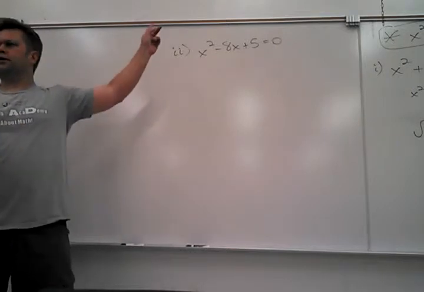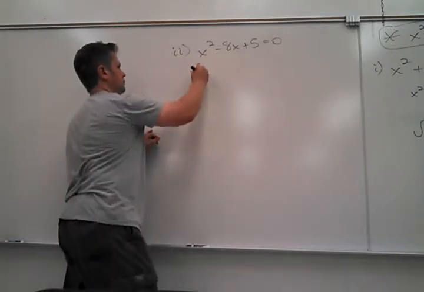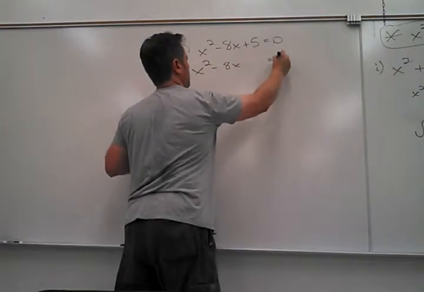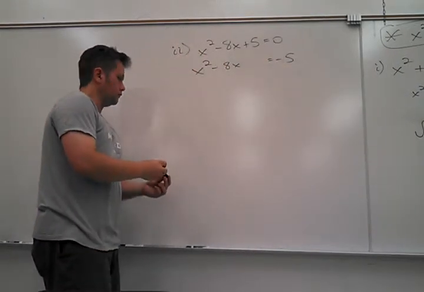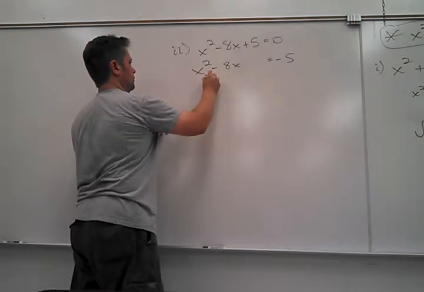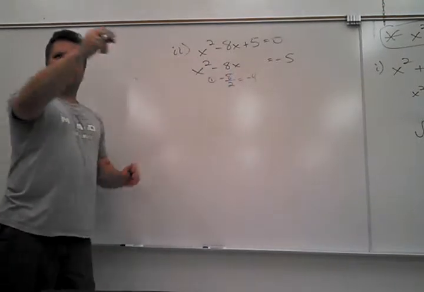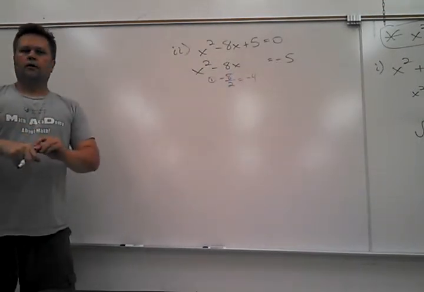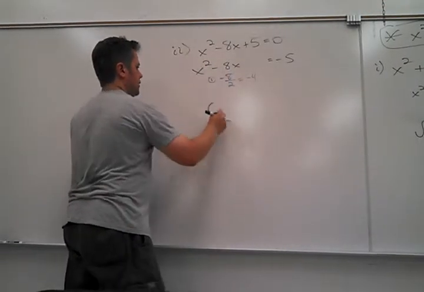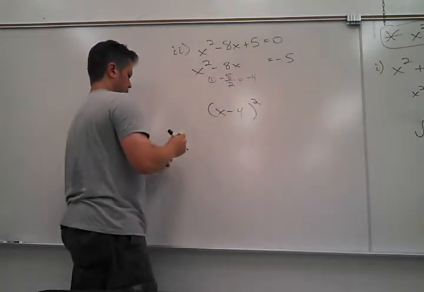So of course the first step here is subtract 5. Get the 5 out of the way, make some room. And then the two steps: divide by 2, and divide that middle thing by 2. Make sure that if it's negative, you bring that negative with it. So already I can write on the next level it's going to be (x − 4) squared.